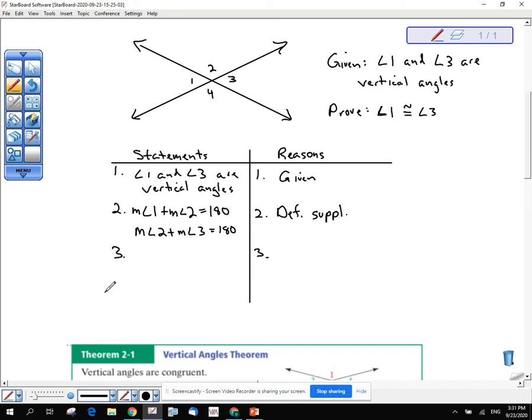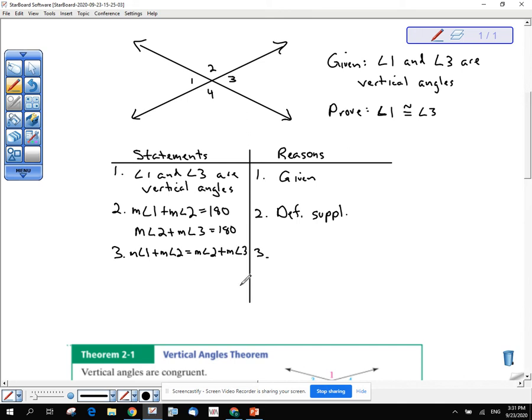Okay? Now what? Can you think about it? Here's what you're going to do. Because this is equal to 180 and because this is equal to 180, these two things are equal to each other. Let me highlight it. Because this equals 180 and this equals 180, those two highlighted things are equal to each other. So that's what we're going to write. The measure of angle 1, I'm going to write a little smaller here to see if I can fit it, plus the measure of angle 2 is equal to the measure of angle 2 plus the measure of angle 3.